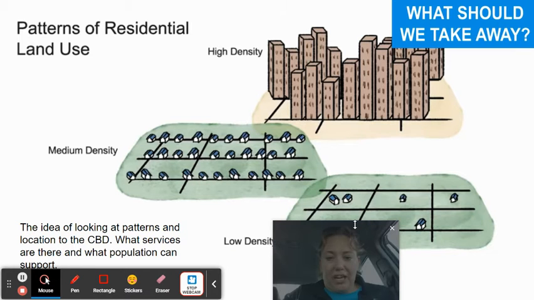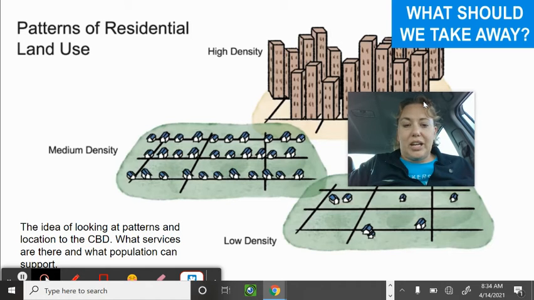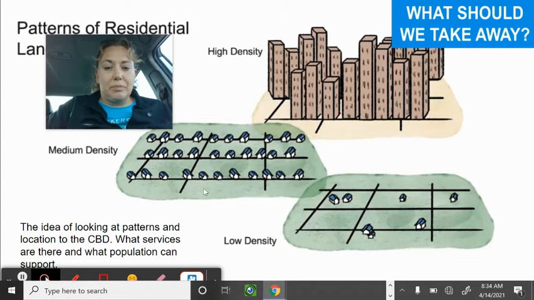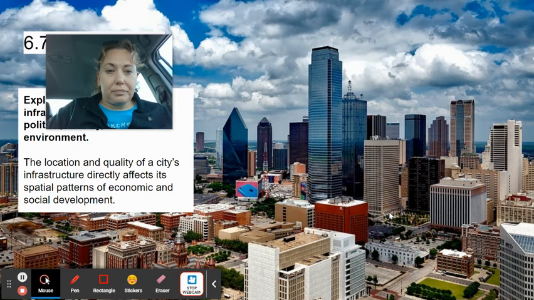And then here's your takeaway: patterns of residential land use. The idea is looking at patterns and the location of the central business district. The closer to the CBD, the higher the density, then you get into medium density suburbs, and then low density rural areas.